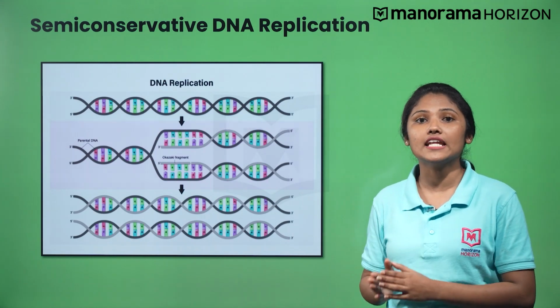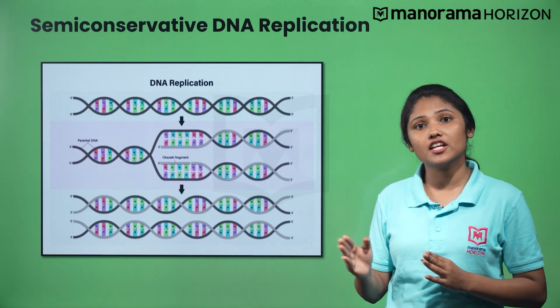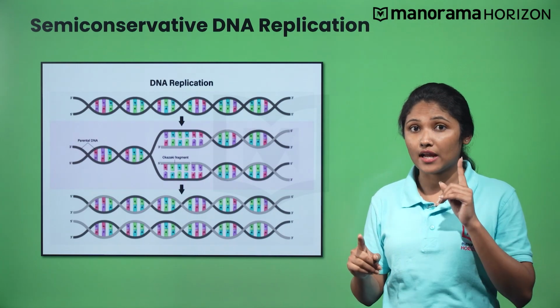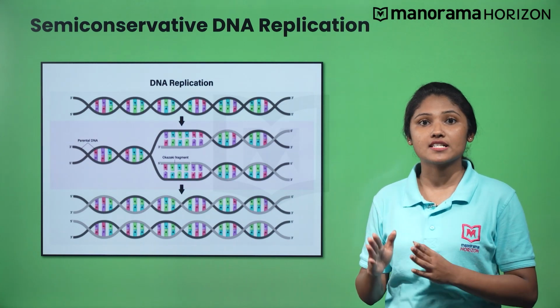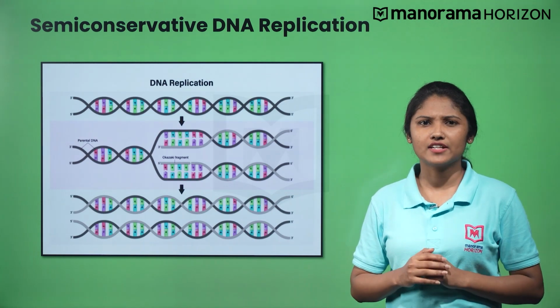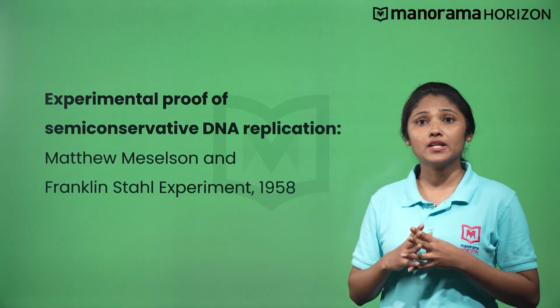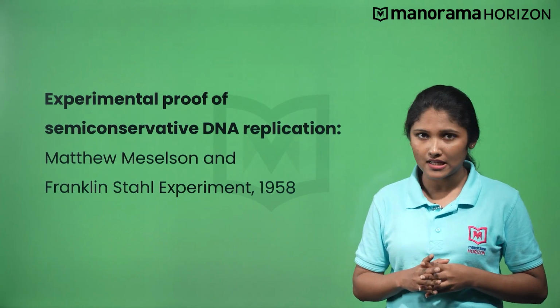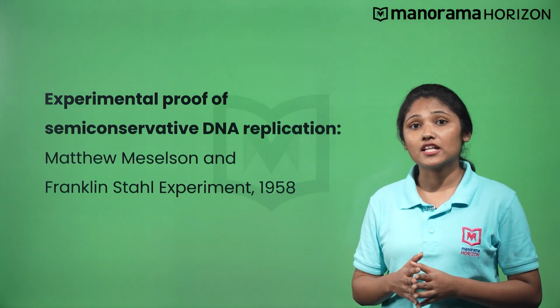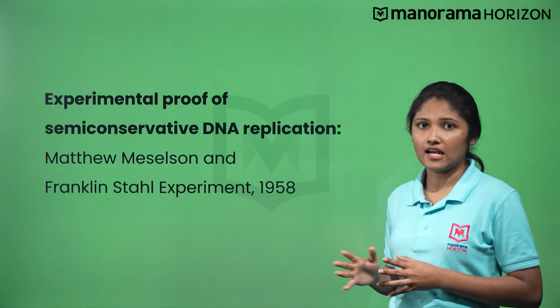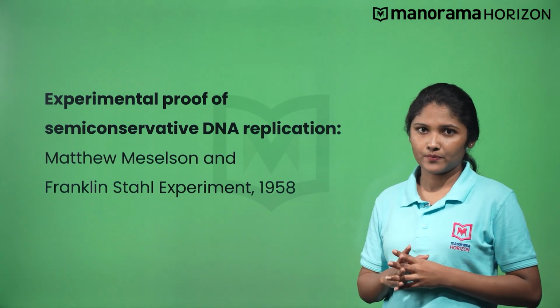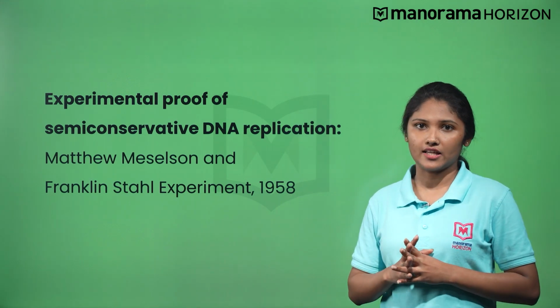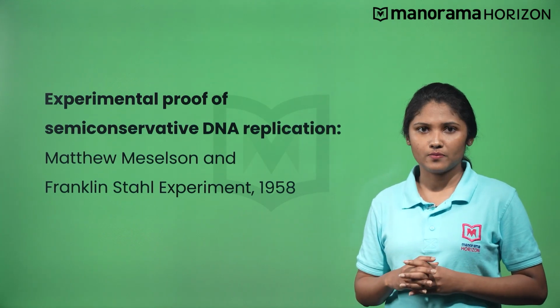This model of DNA replication in which each DNA molecule has one parental strand and one new strand is called semiconservative replication. I have a doubt here. How do we know that DNA replication is a semi-conservative process? Was there any experimental proof provided for this scheme? The experimental proof of semi-conservative DNA replication was first given by Matthew Meselson and Franklin Stahl in the year 1958 in the bacterium Escherichia coli. Let's discuss their experiment in detail.